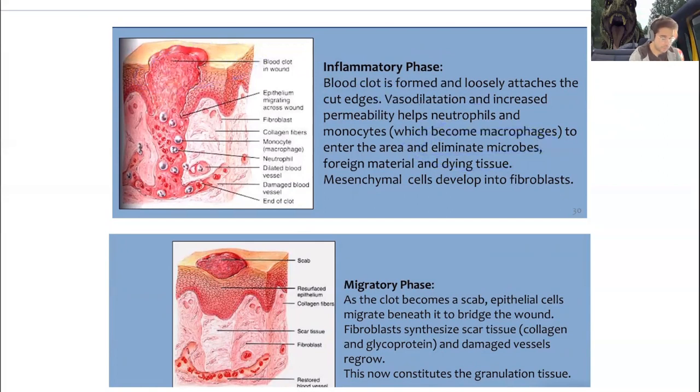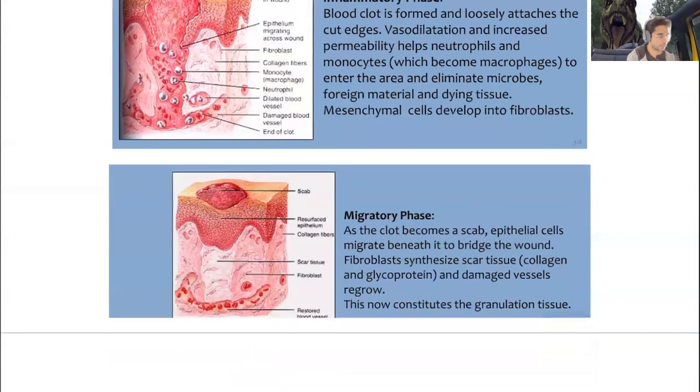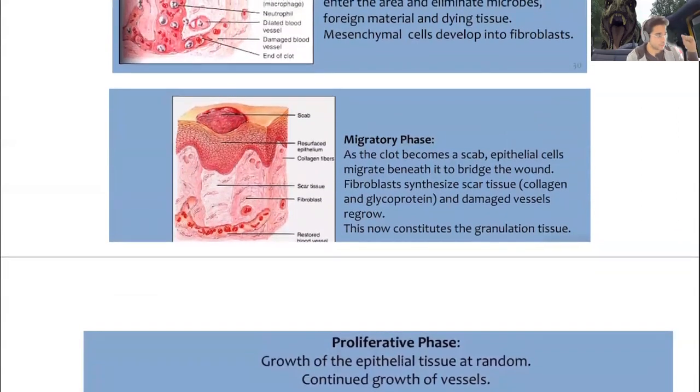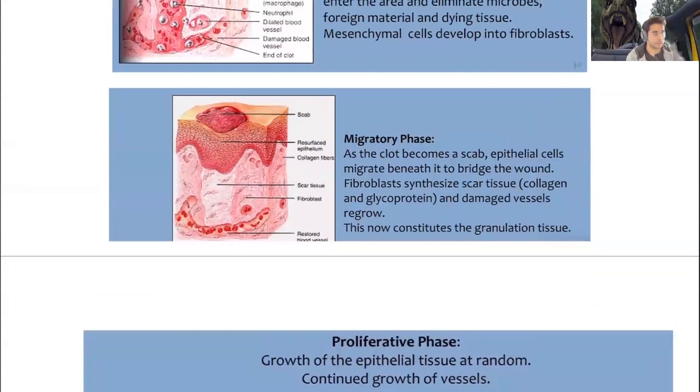And also it starts laying down mesenchymal cells that develop fibroblasts, right? Remember when you guys are learning blast versus cyte, your blasts are proliferating, active cells. Your cytes are kind of like your retired cells that are just hanging out and providing restorative or maintenance care, right? Migratory phase is when the clot becomes a scab, right? The scab that you see, it's a kind of soft scab at this point. Once it gets fully hardened, then it's a hard scab.